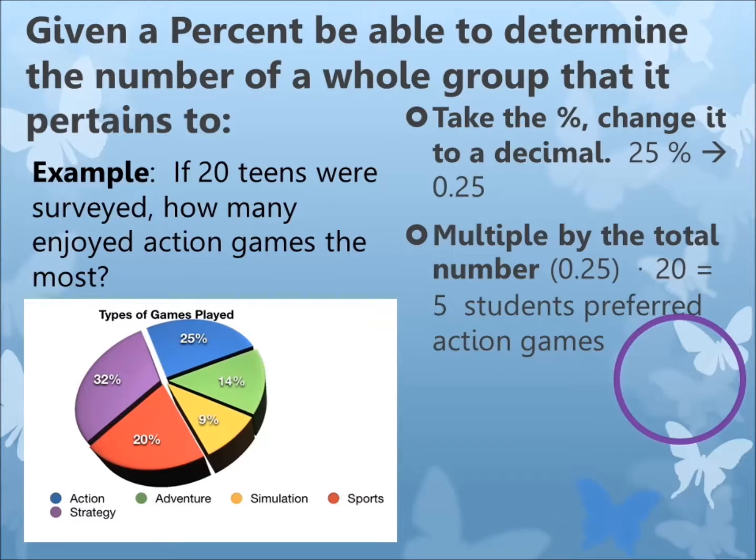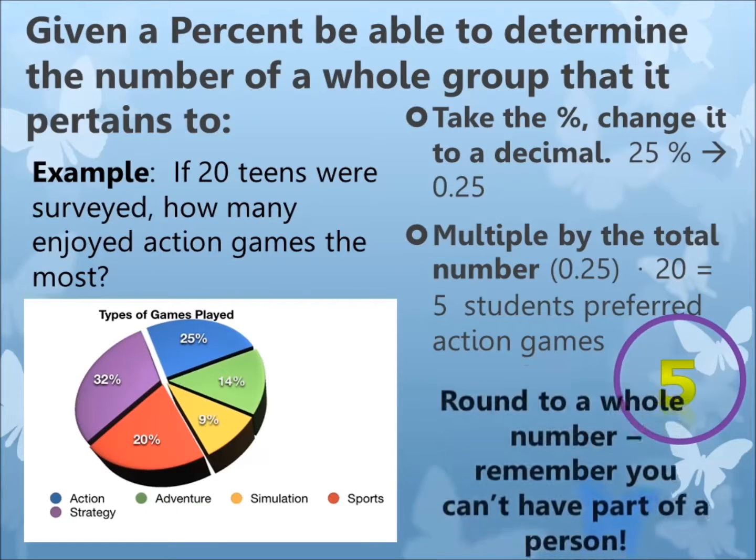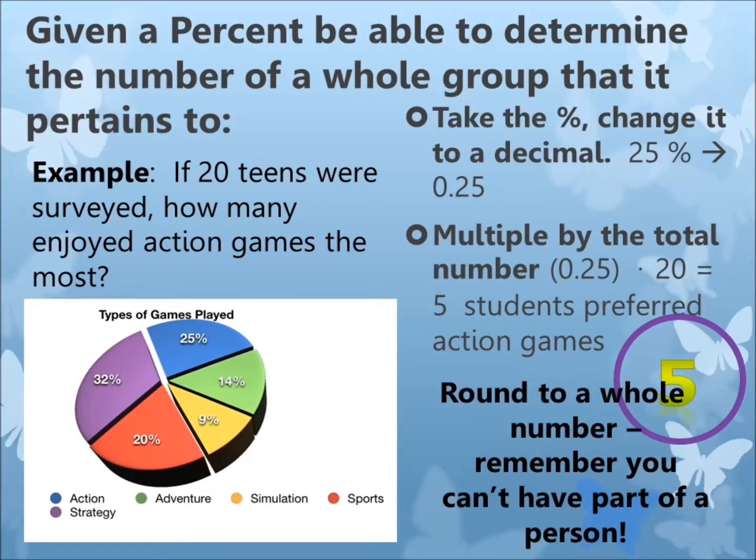So we take 0.25 times 20, and that's 5. So that means 5 students prefer action games. And that's it. One more thing, though, is to remember that you can't have part of a person. So do make sure that if you have a partial number, a decimal number, go ahead and round up. Even if it's 4.1, you would round that up to 5, okay? Because you can't have part of a person.